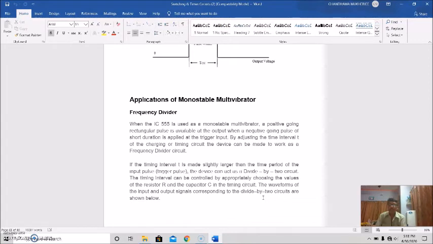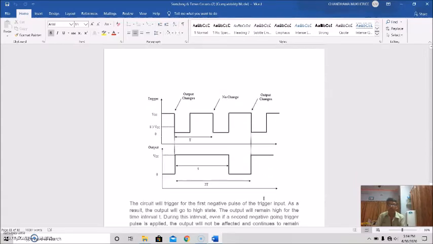If the timing interval T is made slightly larger than the time period of the input pulse, that is the trigger pulse, the device can act as a divide by 2 circuit. The timing interval can be controlled by appropriately choosing the values of the resistor R and the capacitor C in the timing circuit, because T is actually 1.1 into RC. The waveforms of the input and output signals corresponding to the divide by 2 circuit are shown here.